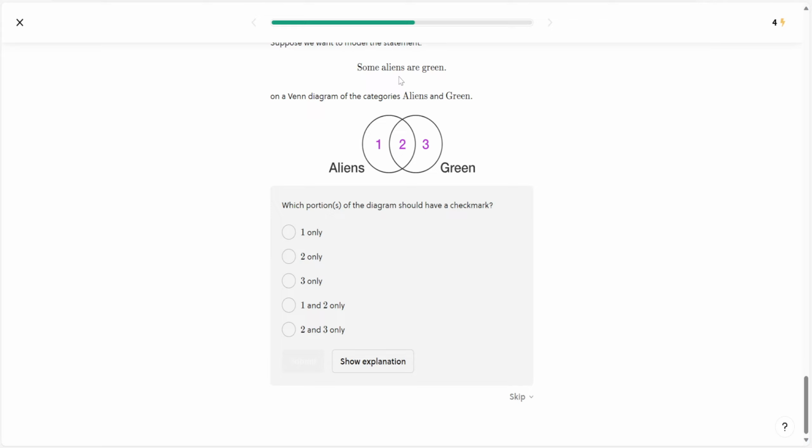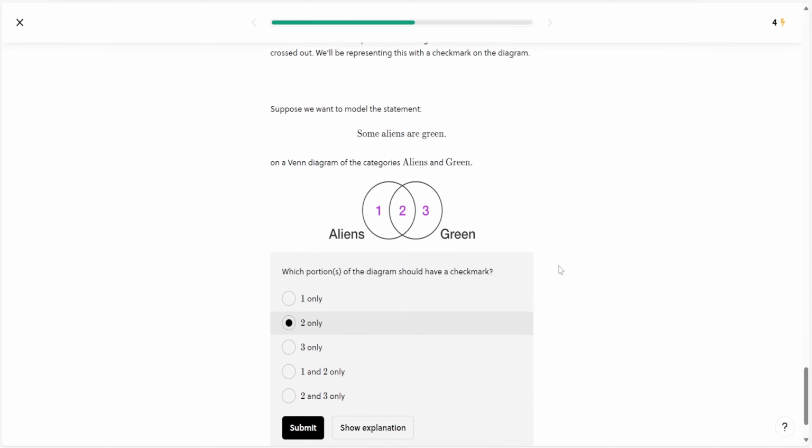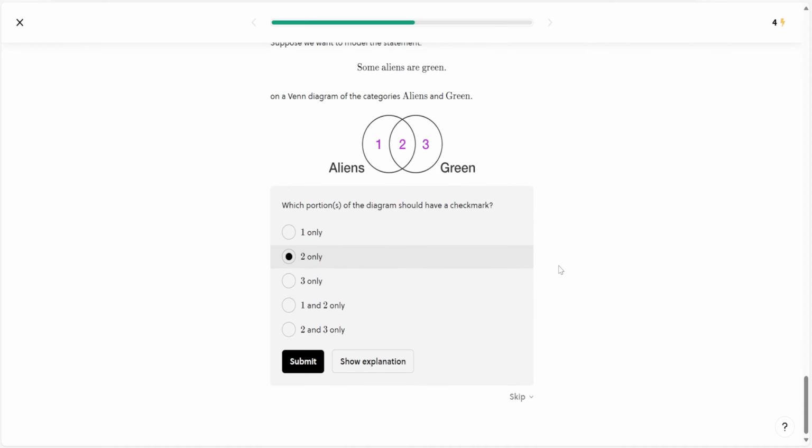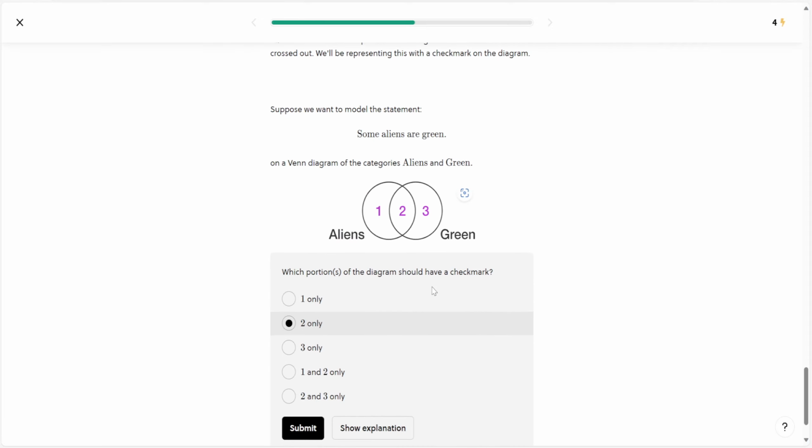Some aliens are green. Well, 2. 2 is definitely a check mark. Is this a trick? Am I missing a trick here? Some aliens are green on a Venn diagram.